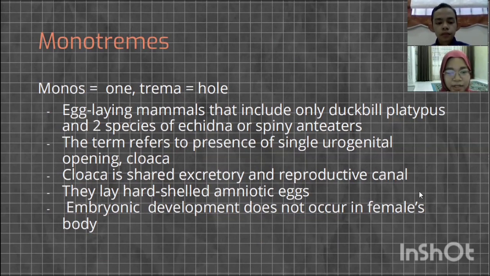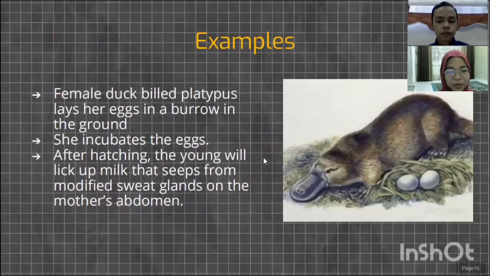They lay hard-shelled amniotic eggs. So embryonic development does not occur in the female's body, which means these monotremes are not pregnant. I mean, the embryo doesn't develop inside the female's body. I'll show you a few examples of these monotreme animals. So this is a female duck-billed platypus. She lays her eggs in a burrow.